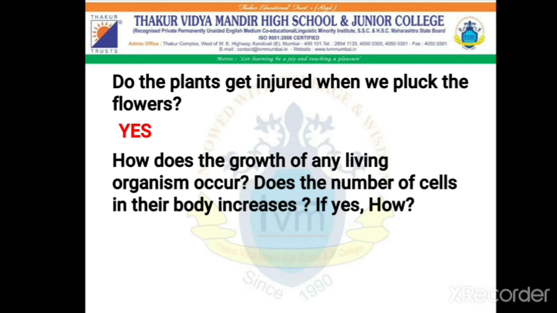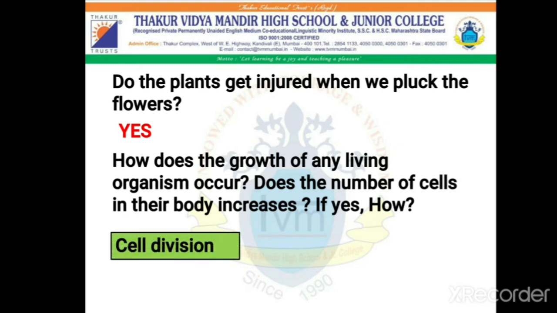Next question is, how does the growth of any living organism occur? Does the number of cells in the body increase? If yes, then how? We know that a baby gets converted into a grown-up adult, and the grown-up adult gets converted into an elderly person. Now, how is this growth carried out? A simple answer to this question is because of cell division.